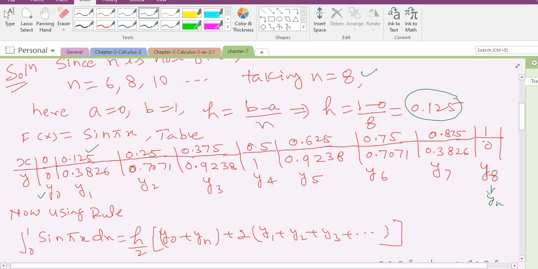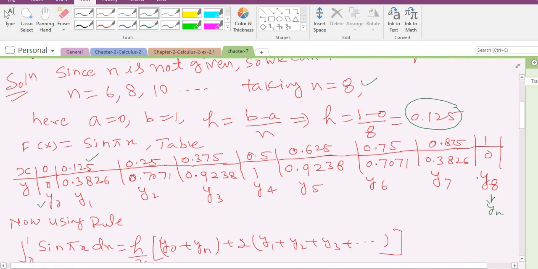It is coming this one. And when x is equal to this one, it is coming 1. And at x is equal to this, sine pi means 0. So this is called y0, y1, y2, y3, y4, y5, y6, y7, y8.